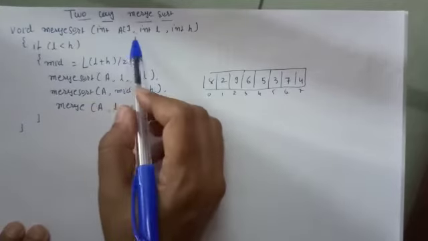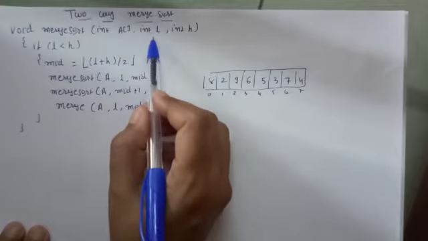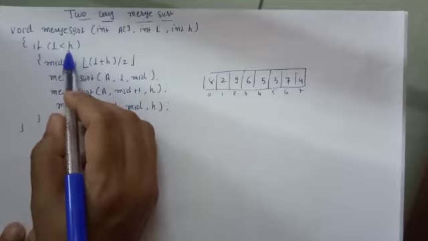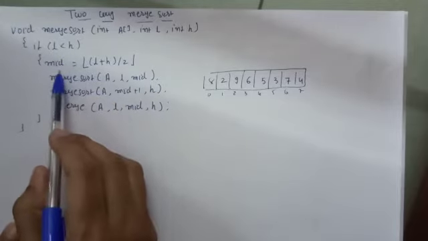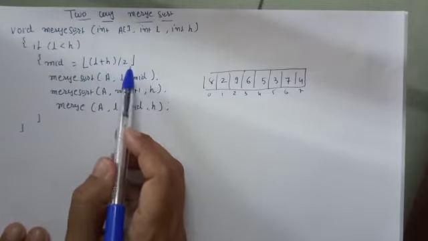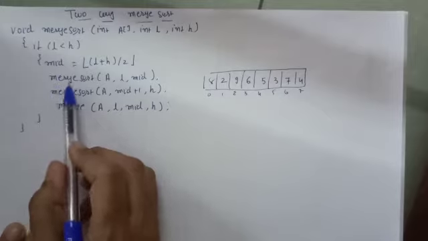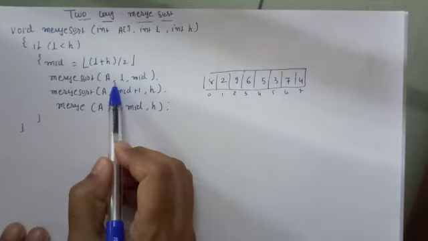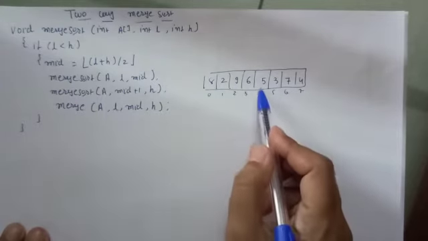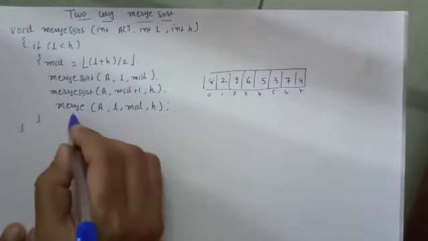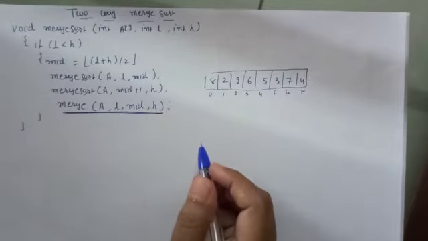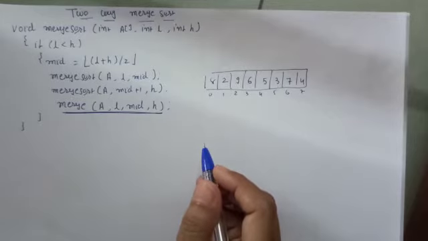In merge sort we pass the array, lower bound and higher bound. 0 and 7 would be passed. Then if L is less than H, we need at least two elements. We find the mid, L plus H divided by 2, with the floor function applied. Then I recursively call merge sort from low to mid, and again recursively call merge sort from mid plus 1 to high. And then, this is important, after these two calls I call the merging procedure.